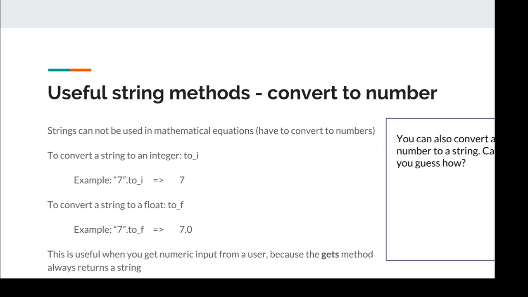So you can also convert a number to a string. Does everybody know how to do that by now? Yeah, Aiden? Yep, to_s. So we can take a number and we can use to_s and turn a number into a string, which is also really useful.